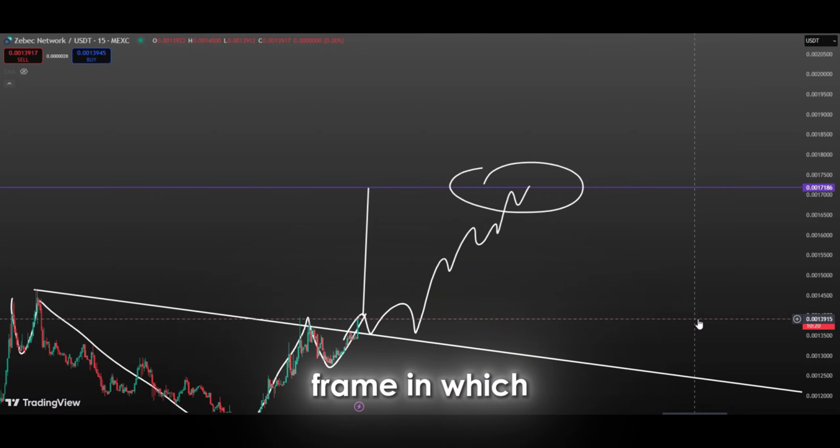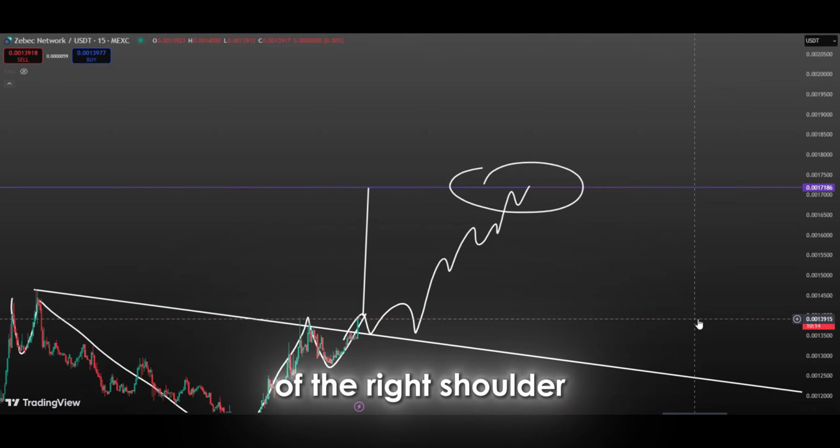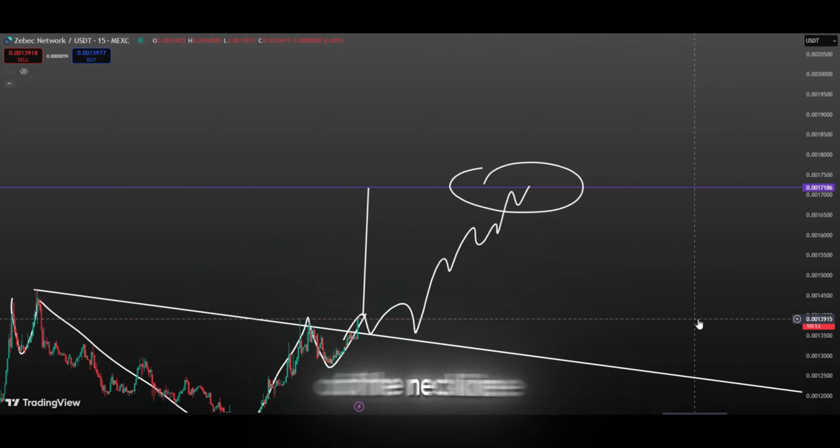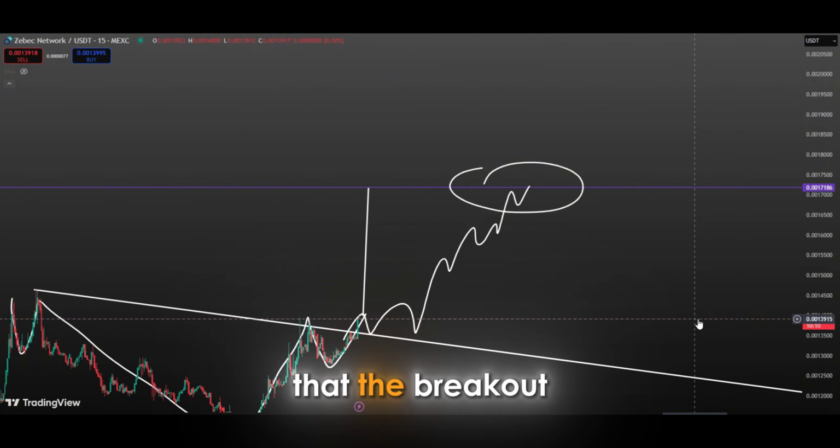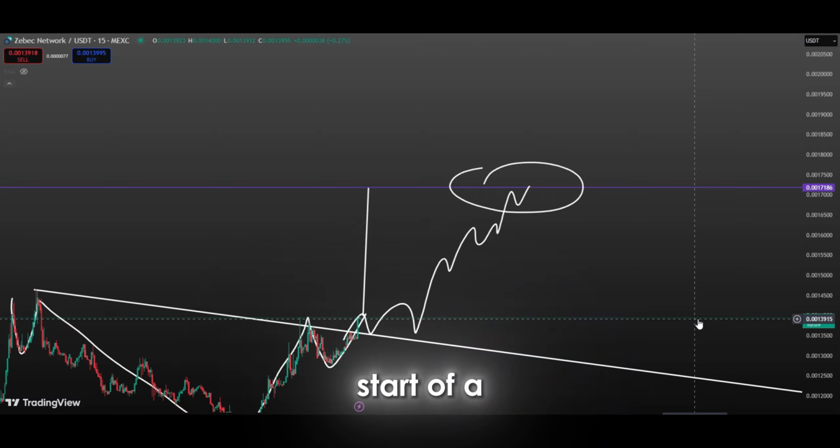Additionally, the time frame in which the pattern forms and the volume behavior are also very important. In a healthy IH&S formation, volume usually decreases during the formation of the right shoulder, and then increases again during the breakout of the neckline. This rise in volume is one of the strongest signals that the breakout is genuine and marks the start of a real upward trend. If a similar increase in volume is observed in the current price action, it would further strengthen the reliability of the pattern.